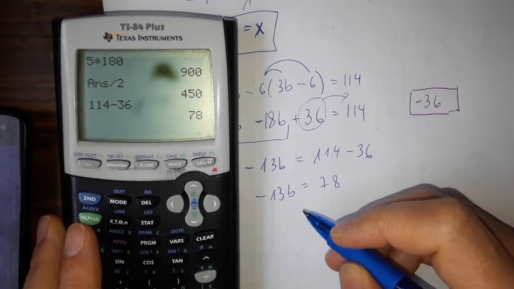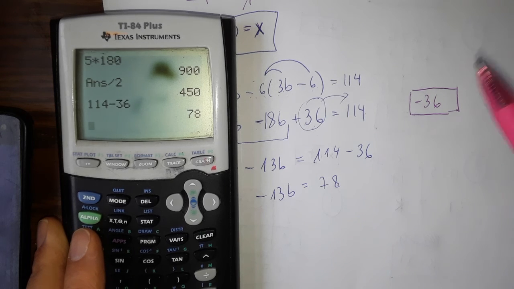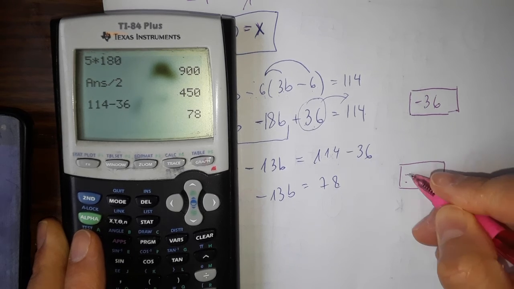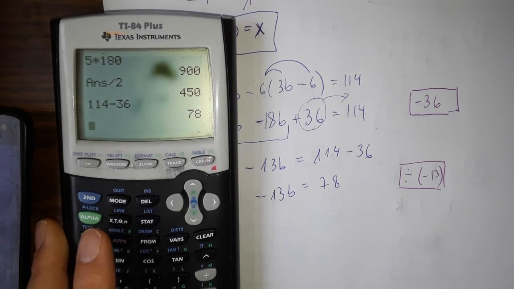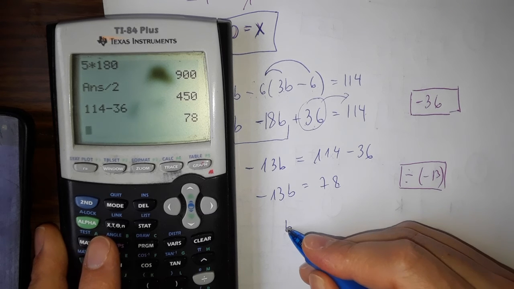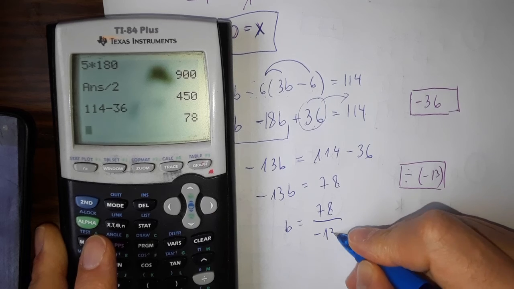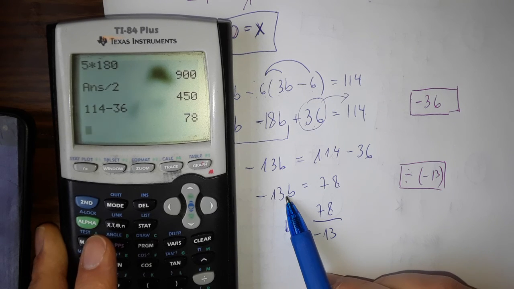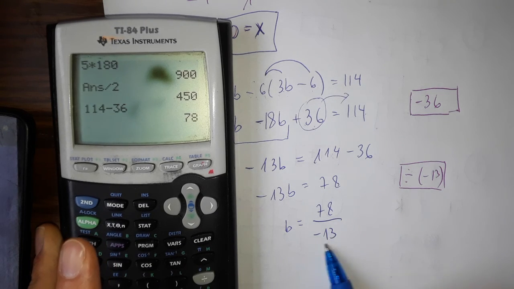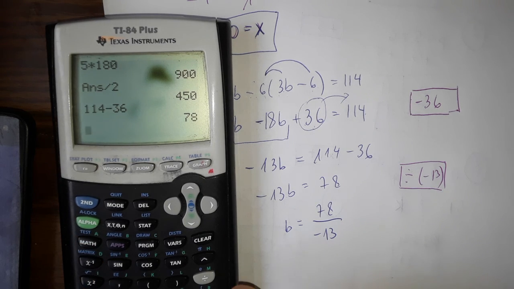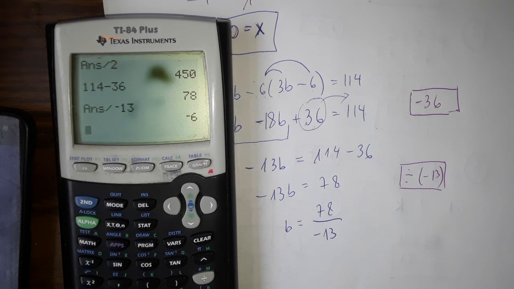Now the last operation here is dividing by -13 on both sides. I'm not gonna write it, but if you need to write it, okay? What you're gonna have at the end is this. This is multiplying this side of the equation. It's gonna go to the other side doing the opposite operation, which is dividing. So now we have 78 over -13, and that's -6. Okay, and you're done.